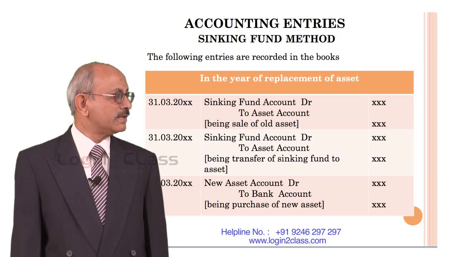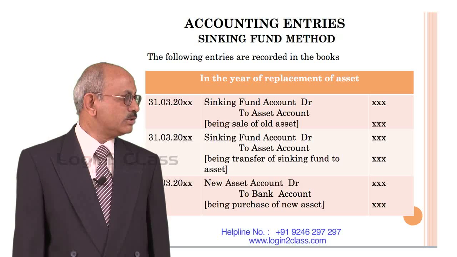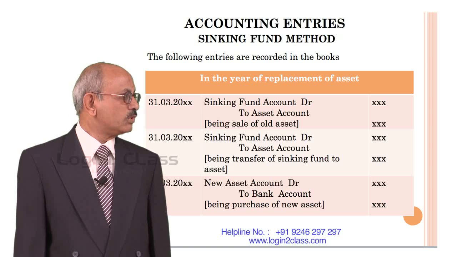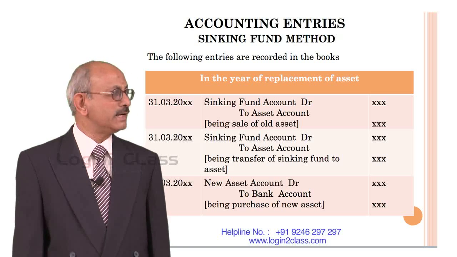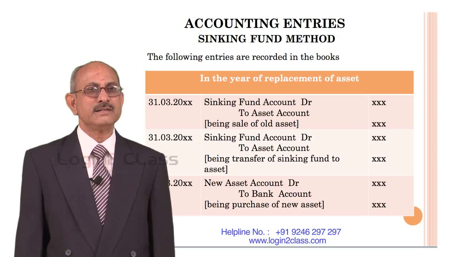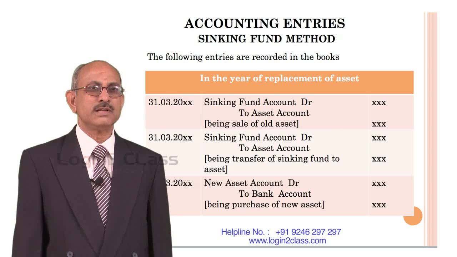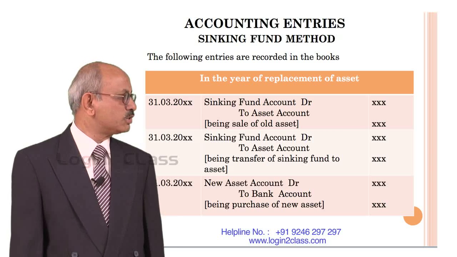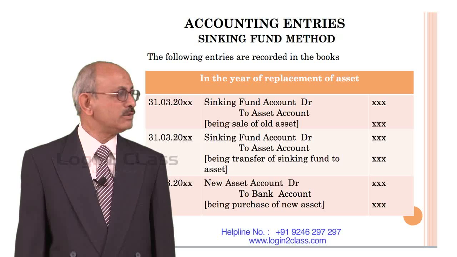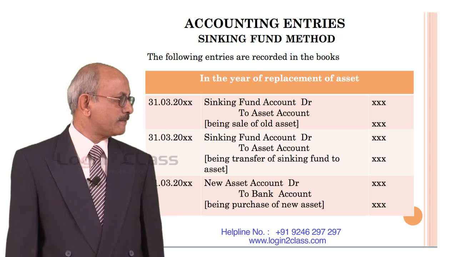And lastly, we have the depreciation account debit and sinking fund account credit being the depreciation for the last year. And in addition to that, we have also sold off the old asset. So what we have to do is the sinking fund account is debited with the amount received on account of the sale of the asset, and the concerned asset account is credited. That means that asset account is closed. That means the old asset has been disposed of. Now what is left is a balance in the sinking fund account. Whatever is left is debited and it is credited to the asset account.